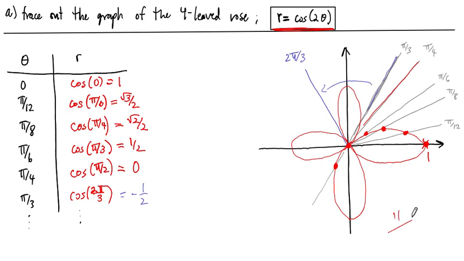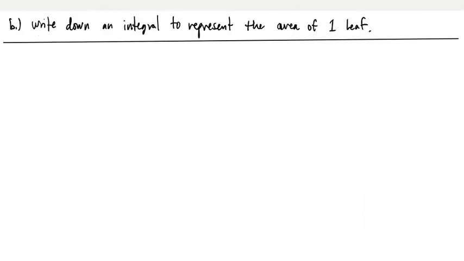So it traces out 4 equal leaves. These leaves don't look equal because I can't draw. But it traces out 4 equal leaves. And this is called the four-leafed rose. All right, the second part of this question is to try to write down an integral that will compute the area of one of the leaves.